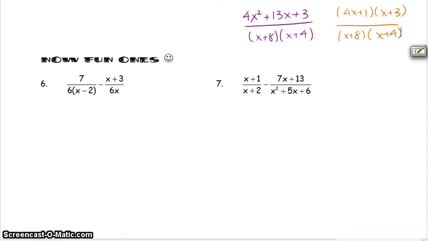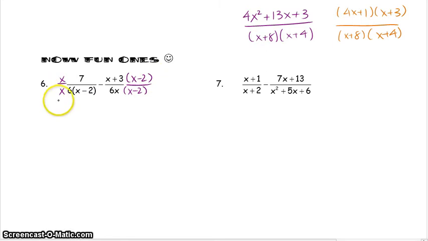Okay, so we have 7 over 6 times x minus 2 minus x plus 3 all over 6x. Just like we've been doing before, we're saying what are we missing from this term that would give us our 6x? At this point, we don't have x being multiplied by itself. So that means we're going to have to multiply the left side, top and bottom, by x. And you have to think, what are we missing from the right side? Well, we're missing this whole factor of x minus 2.